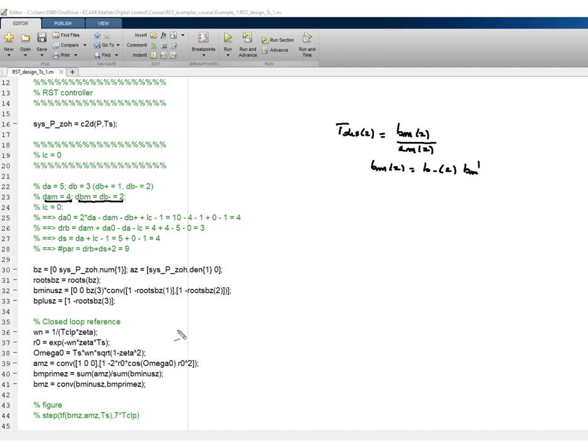So what we do now is take our specifications in terms of zeta and closed loop time constant, and we compute the natural frequency, right? And then we can compute the two main poles, and the two main poles are R0 exponential of plus minus j omega 0. So AM of z will be z minus R0 exponential of j omega 0 times z minus R0 exponential of minus j omega 0.